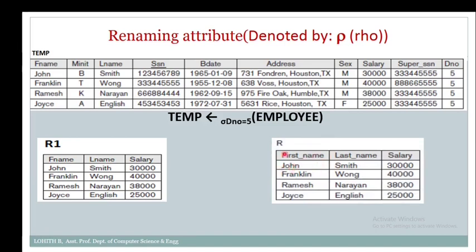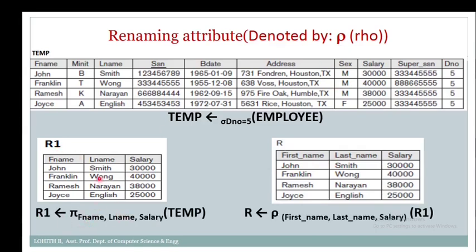So this could be done by making use of a notation called rho. Look at this. This is how I select all the columns by making use of a pi operation, and I've stored it, and the resultant relation is R1. And here from R1, using the notation rho, I will be modifying those attributes to first underscore name, comma last underscore name, and then the salary. The resultant relation is R. So this is my final resultant relation. Yes, in relational algebra I can modify the attribute name using the notation rho.